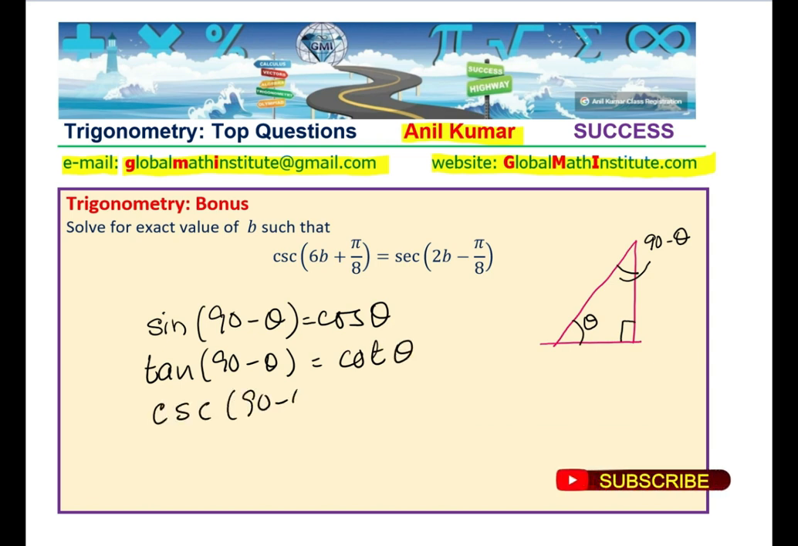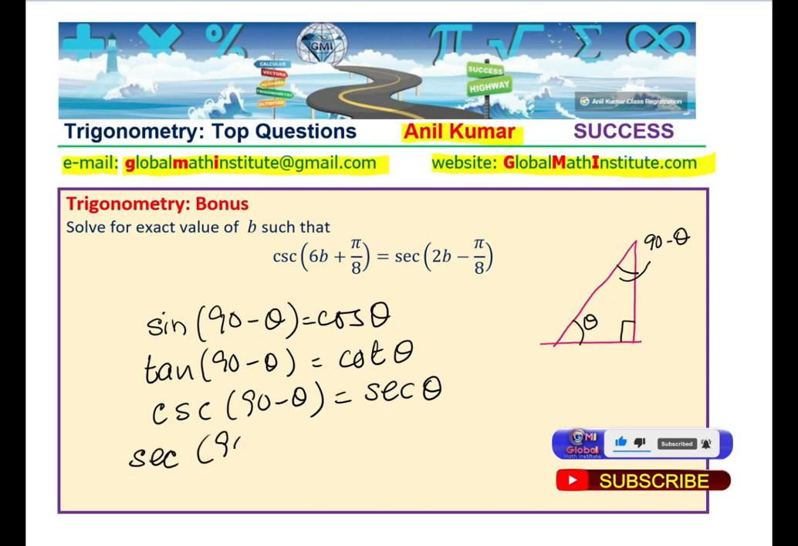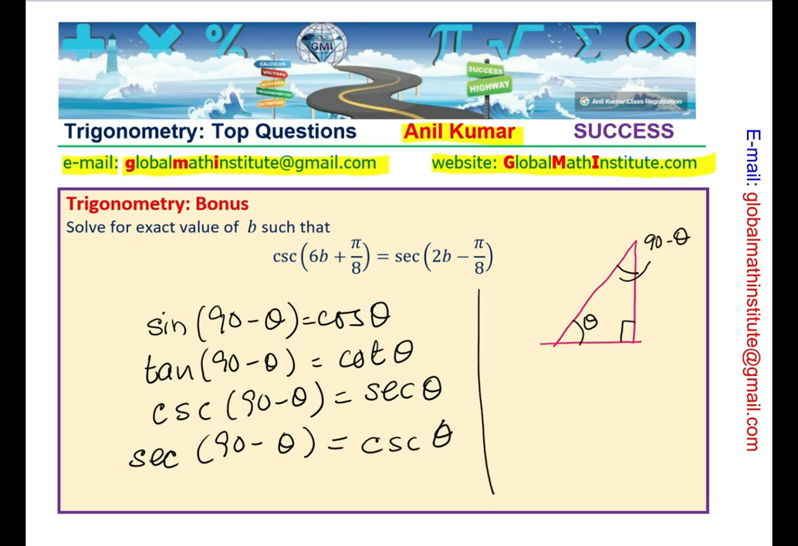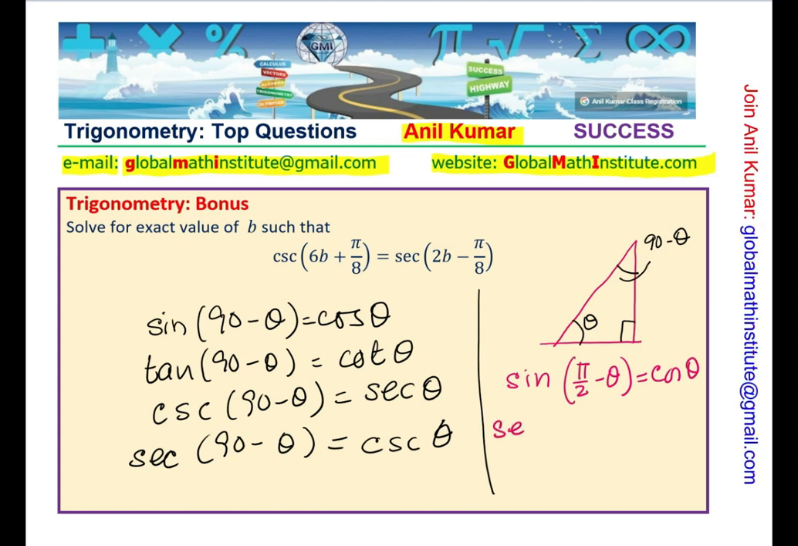Cosecant of 90 minus theta is secant theta. It works both ways, right? Secant of 90 minus theta is equal to cosecant theta. Now, since we are given radians, we can also write this as secant of pi by 2 minus theta is equal to cosecant theta, and cosecant of pi by 2 minus theta is secant theta.